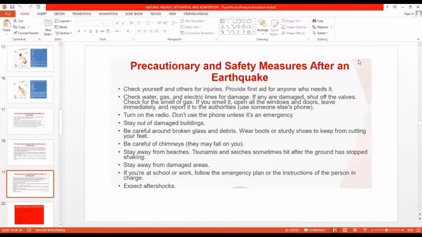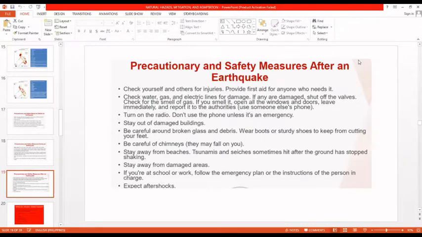So tayo kasi as Pinoy, no, ang hilig natin umusisa. Alam na sira na, damage na yung area, yung building or whatsoever. Pupunta pa, makikiusiso, titingnan pa ano nangyari, pipicture, video, ipopost sa Facebook. Okay. That's literally yan ang nangyayari. So wag na. Then next, if you're at school or work, follow the emergency plan or instruction of the person in charge.